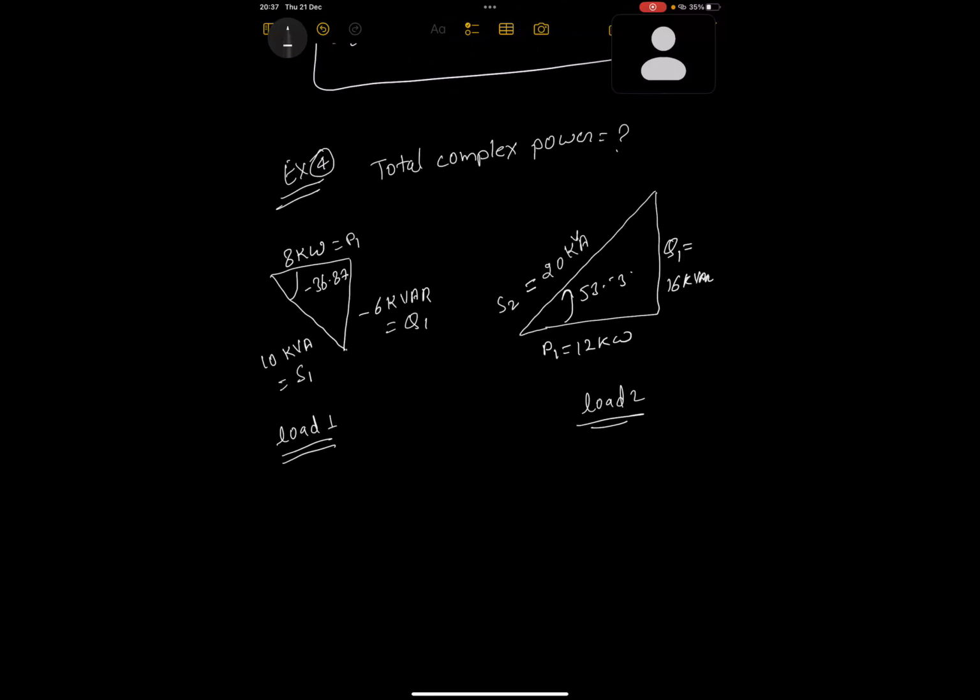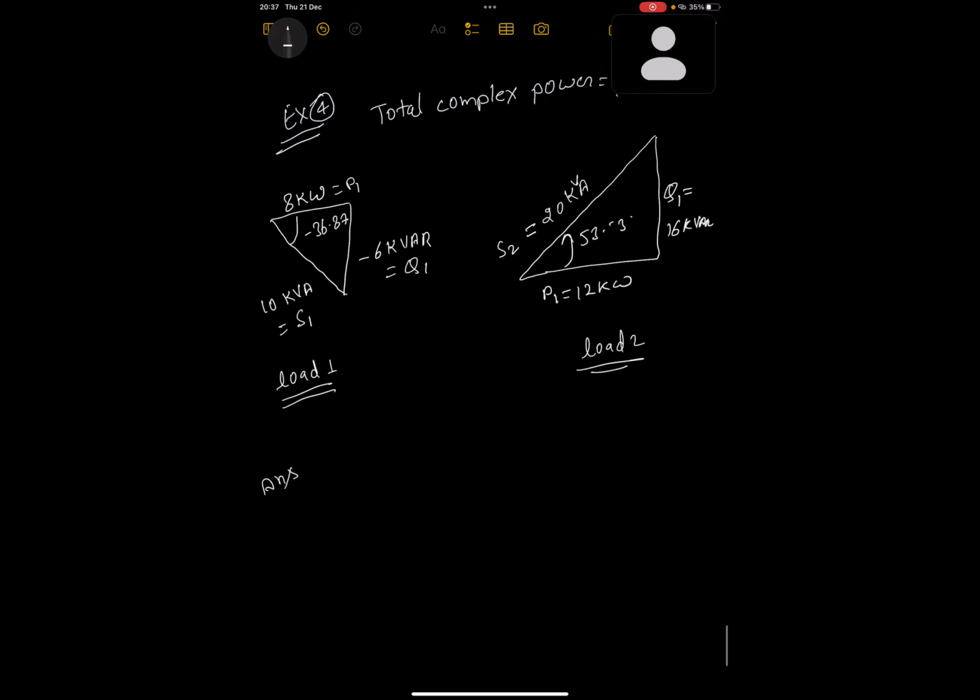Okay. So we have to calculate the total S. Okay, and you can draw the phasor diagram. S total equal to P total plus jQ total. P total is what? P1 plus P2. So P1 is 8 kilo plus P2 is 12 kilo. So this will become 20 kilowatt.